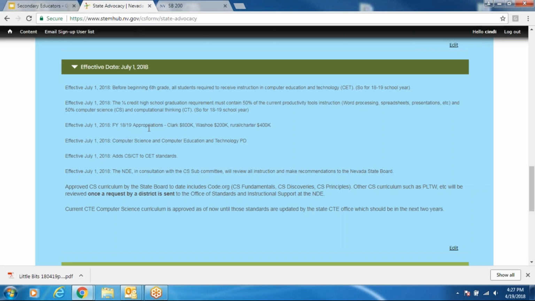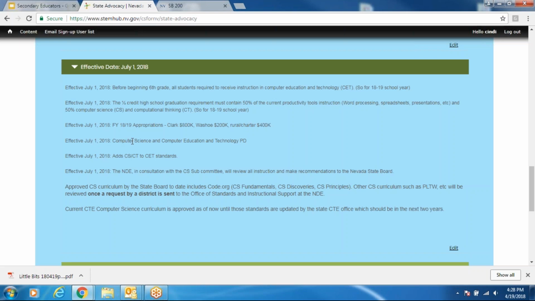The third one, it shows the allocations for this next FY19, the appropriations there. $800,000 to Clark, $200,000 for Washoe, and then the rurals and charters increase, they doubled to $400,000. So these funds are available for our schools and our districts to help implement the requirements that are being put forth in this bill. And I'll talk in a minute about the rollout on that, because that's currently in the process right now.